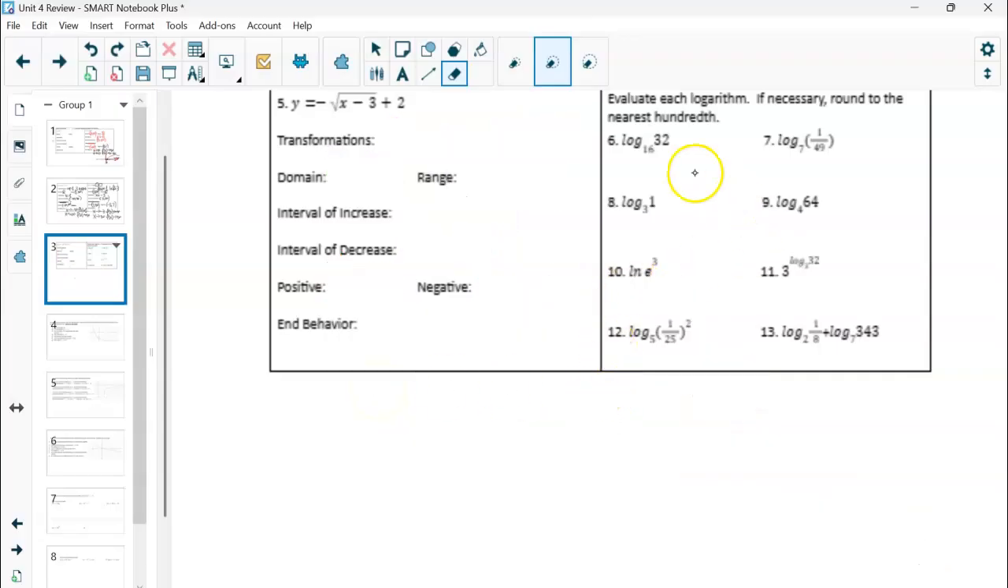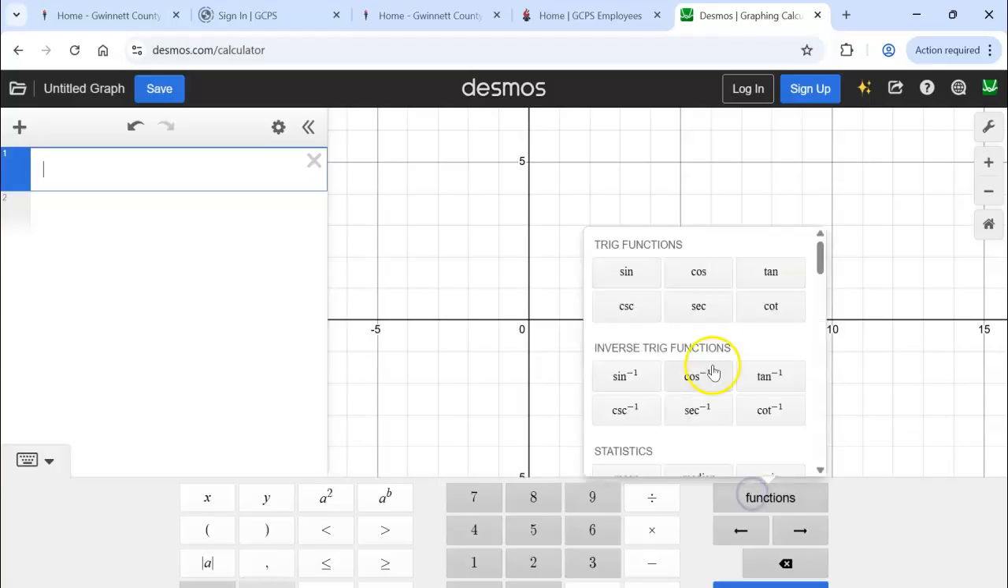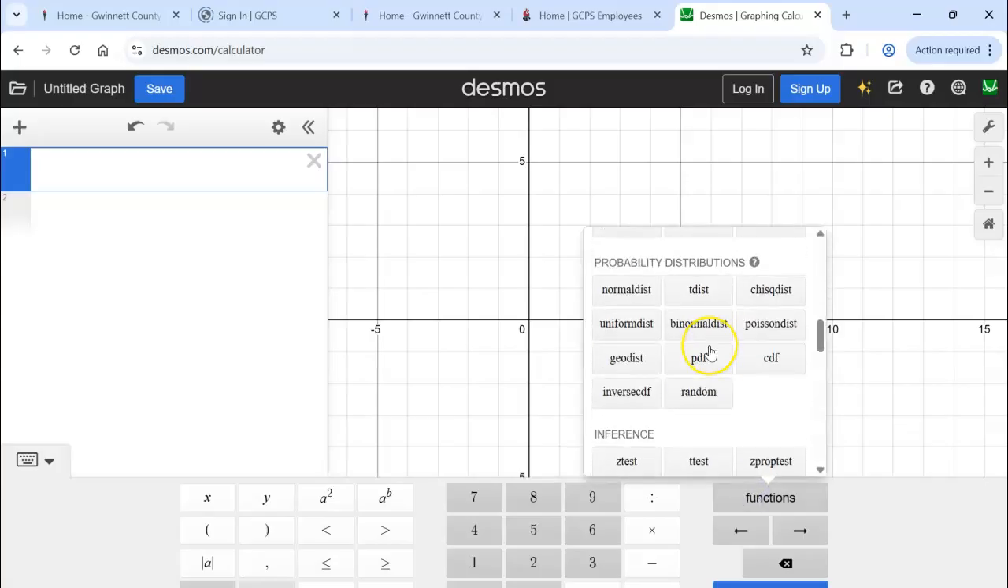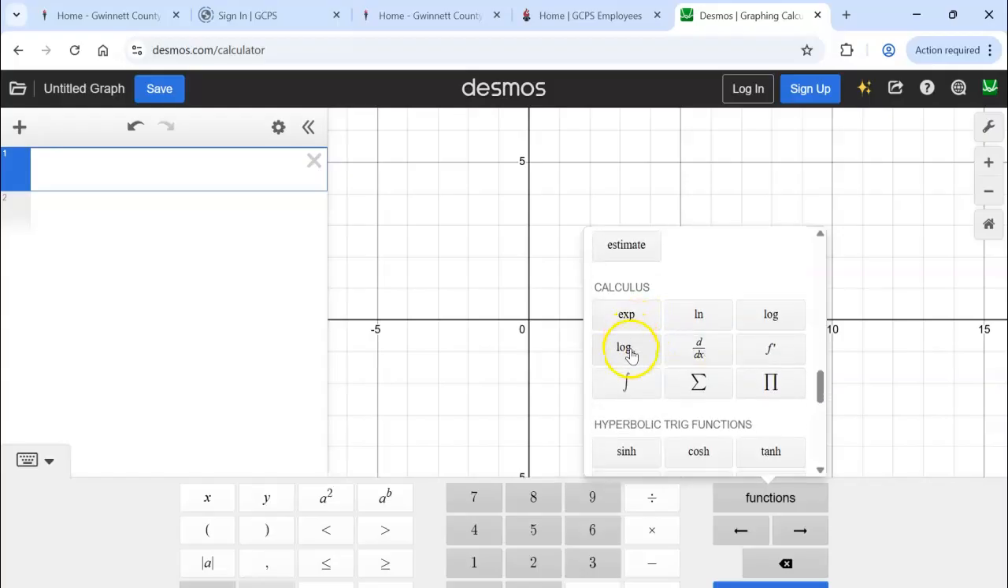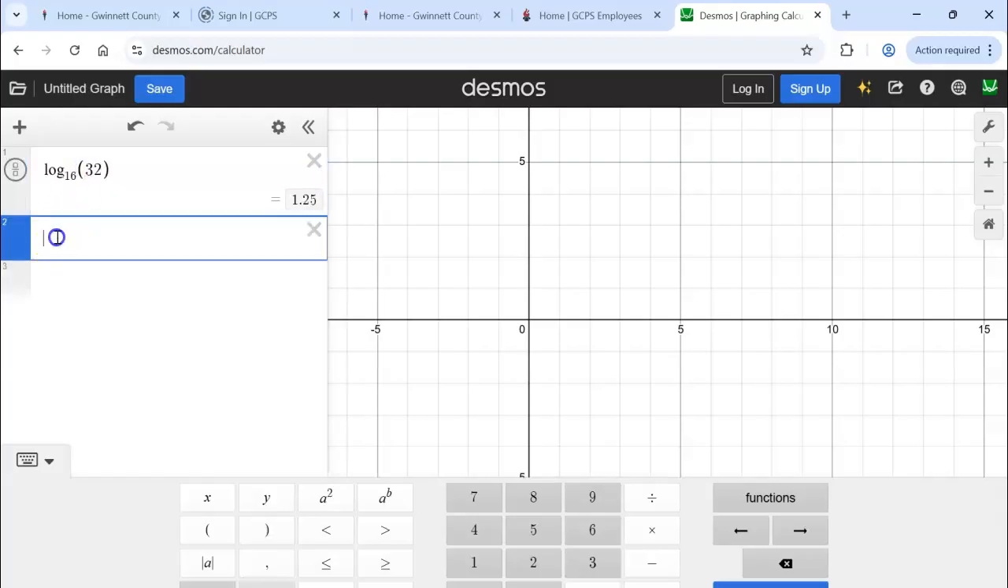All right. Now, all of these could be simply plugged into Desmos. I'm going to show you one of them. Okay, very quick. All right, so once again, I am going to show you just one time. So let me show you the first one, number 6. To get that extra log, you can go to a function, log a. So you're going to plug in 16 on the bottom and 32 inside. Okay. And it's going to give you 1.25.